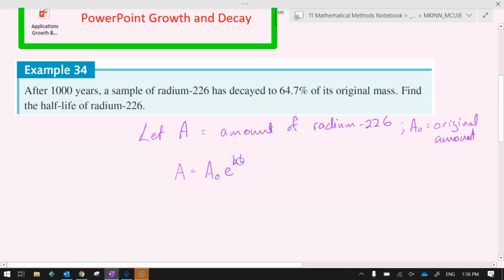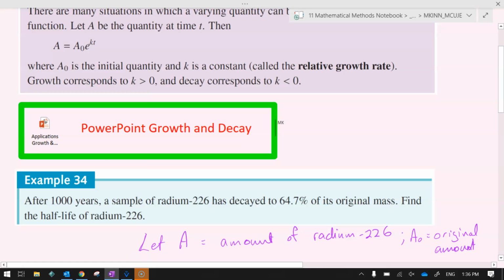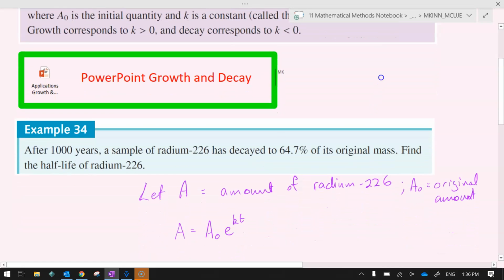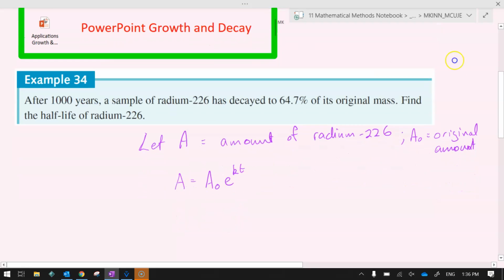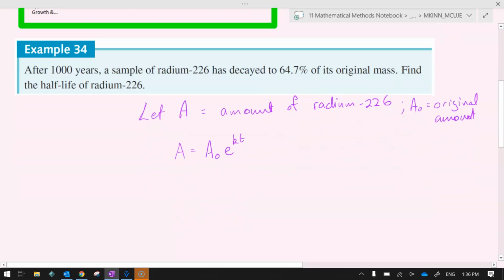E to the kt. Now, sometimes you would have seen yesterday they had a negative k in there, or maybe I'm thinking of my specialist maths in grade 12. But a negative k is kind of annoying because k can just be a negative number. You don't have to have negative k there. You can just work with the fact that k is going to be a negative number. After 1,000 years, the sample has decayed to 64.7%. How am I going to use that information in this equation?